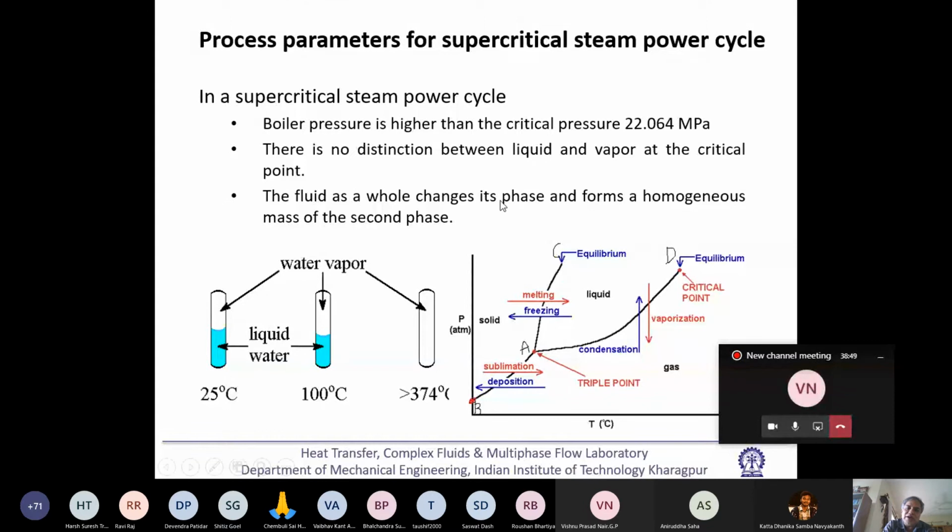There is no distinction between liquid and vapor at the critical point. The fluid as a whole changes its phase and forms a homogeneous mass of second phase. Whether to call it first phase or second phase, that is the debate the physicists are still having. But there is no phase change at all. For phase change, there should be some sort of an abrupt change in density. There should be a need of latent heat of vaporization. There should be an abrupt change in enthalpy. Those things are absent if we follow a path outside the two-phase dome and cross the critical point. Okay.